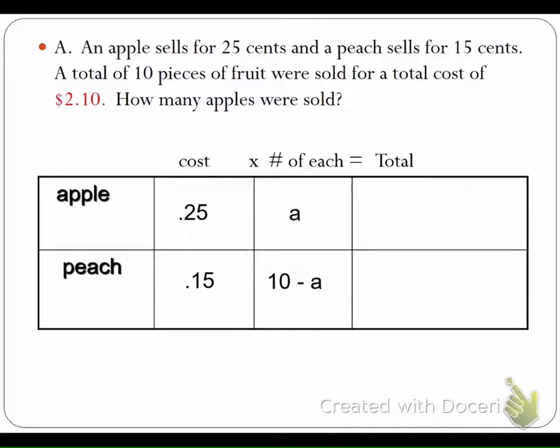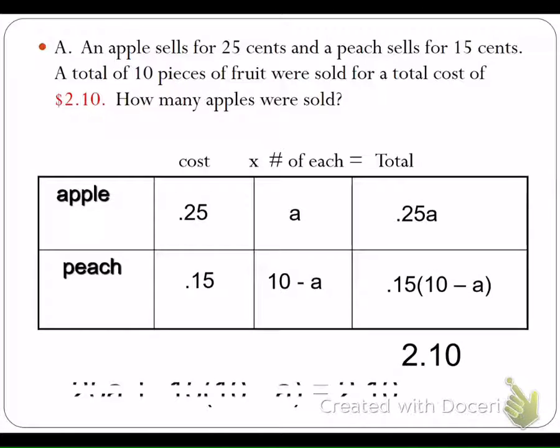All right, so the total cost in apples will be 0.25 times A. The total cost of peaches, this is where we have to distribute. And what do I know about these 2 pieces of information? They add to 210.